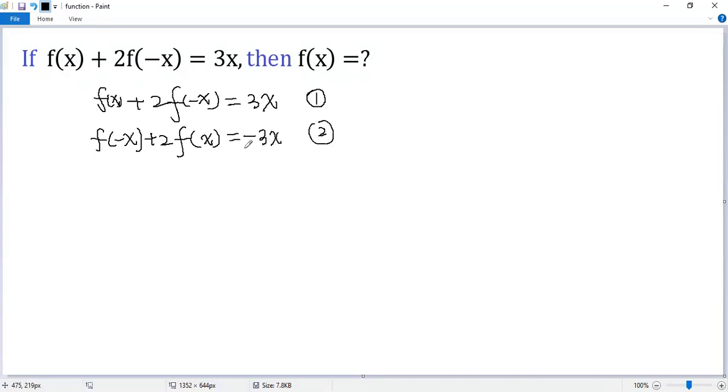Equation 2. To find the expression for f(x), we need to eliminate f(-x). To do that, multiply both sides of equation 2 by 2. So 2 times equation 2, we get 2f(-x) + 4f(x) = -6x. We denote it as 3.